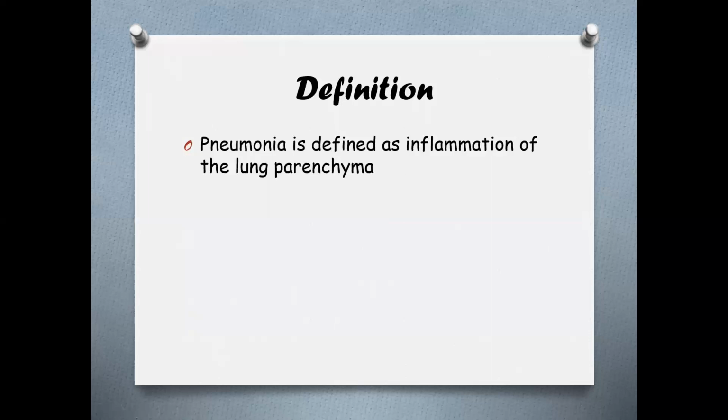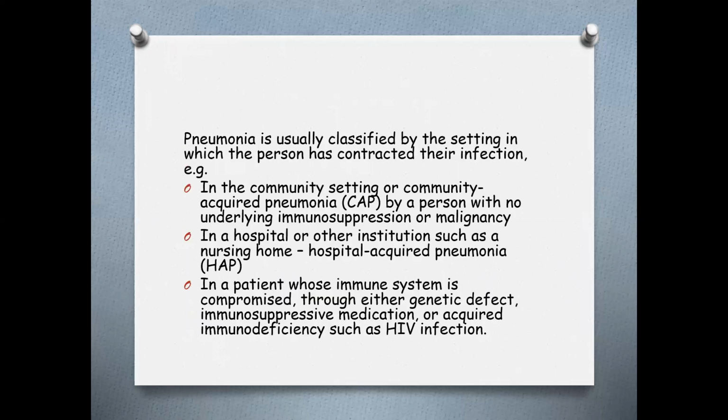So what is pneumonia? Pneumonia is defined as inflammation of lung parenchyma. Pneumonia is usually classified by the setting in which the person has contracted their infection. So we can have community-acquired pneumonia, which is acquired by a person with no underlying immunosuppression or malignancy. Or it can be acquired in a hospital or other institution such as a nursing home. So that is hospital-acquired pneumonia.